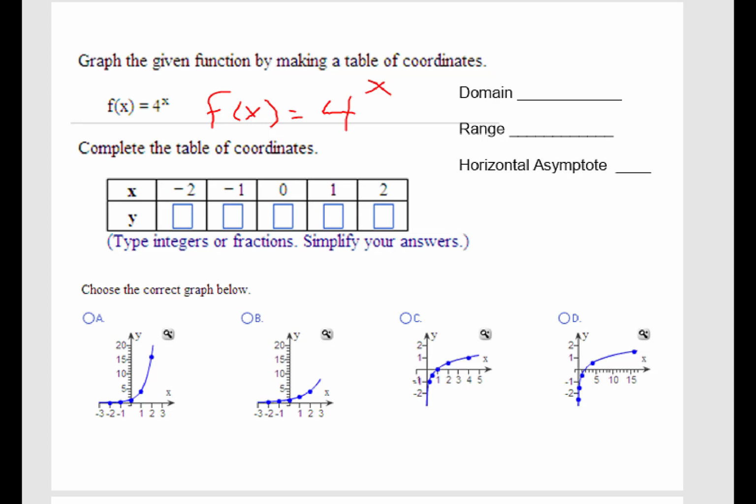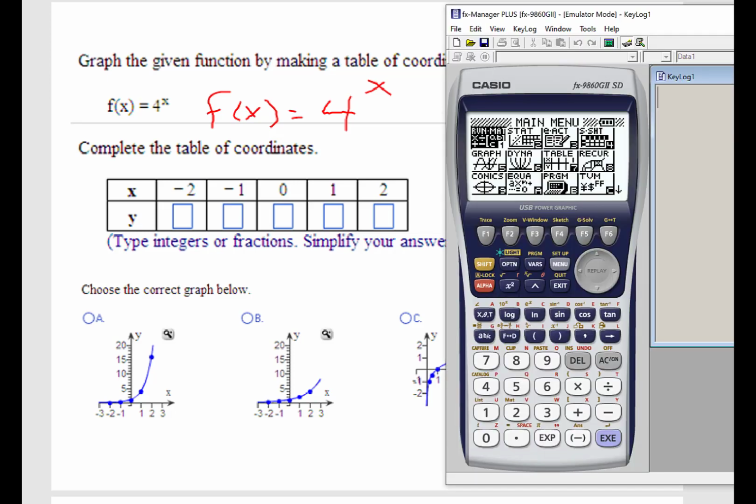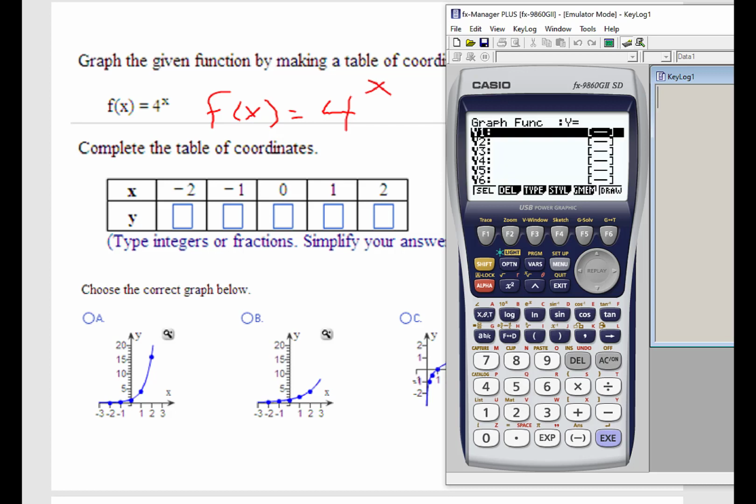So I want to remind you that you have done slides like this before. You have not done them with exponential functions yet, but you have done them. You're simply going to go to your calculator and we'll go to graph it. So we'll press 5 to get that graph. And then my function is 4 up to the x power. So I'd put 4 in there and then raised up to the x power.